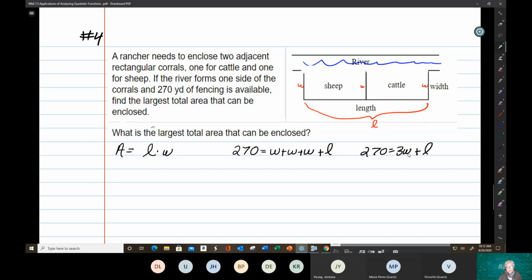And if I solve for W, I'm going to be dividing by 3. I would subtract L from both sides. So I would have 270 minus L over 3 equals W, and I would have a fraction. And I really don't want a fraction, but notice that if I were to solve for L instead, go back here, 270 equals 3W plus L.